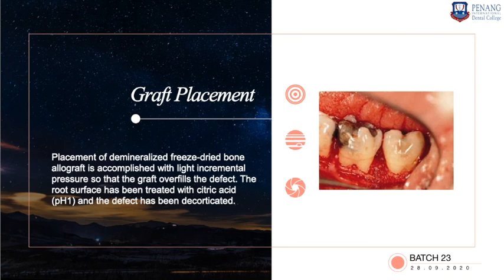When we are going for a particulate graft placement, for example a freeze dried bone graft, you gently fill the surgical site with incremental amounts of graft material with light pressure. Don't compactly pack the graft. When we compactly pack the graft, what will happen? The bone cells cannot infiltrate or penetrate inside the bone graft because it is compactly packed.